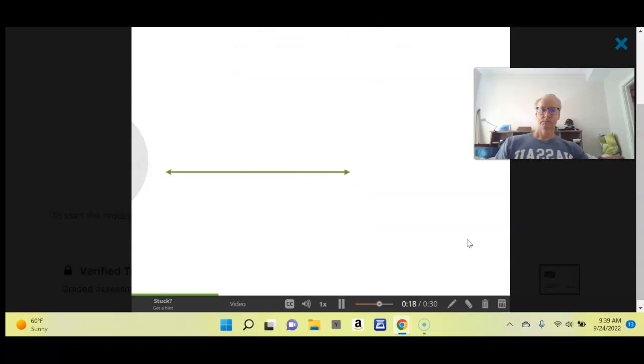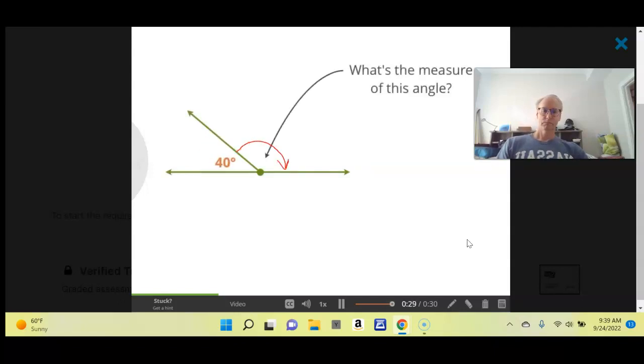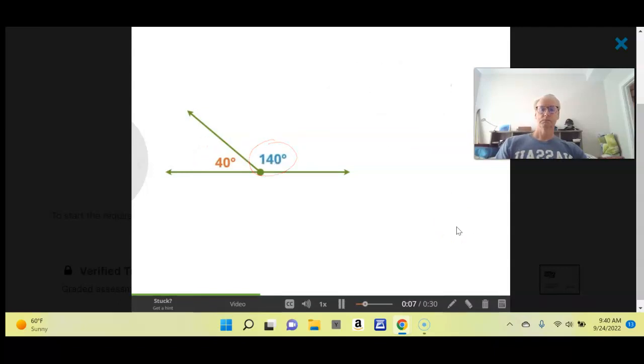Next, let's draw in a straight line, which has an angle of 180 degrees. And let's draw in another ray, and suppose this angle over here measures 40 degrees. What's the measure of this angle over here? This is called a linear pair, and linear pairs always add up to a line, which is 180 degrees, and obviously we need 140 more to make it work. Right, this angle is 180 degrees minus 40 degrees, or 140 degrees.